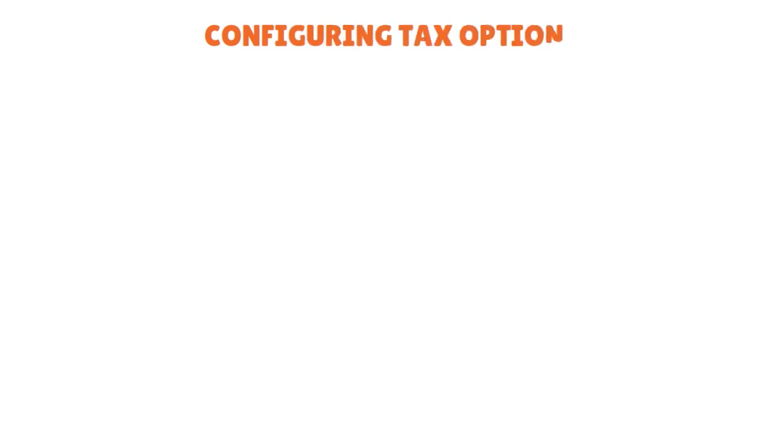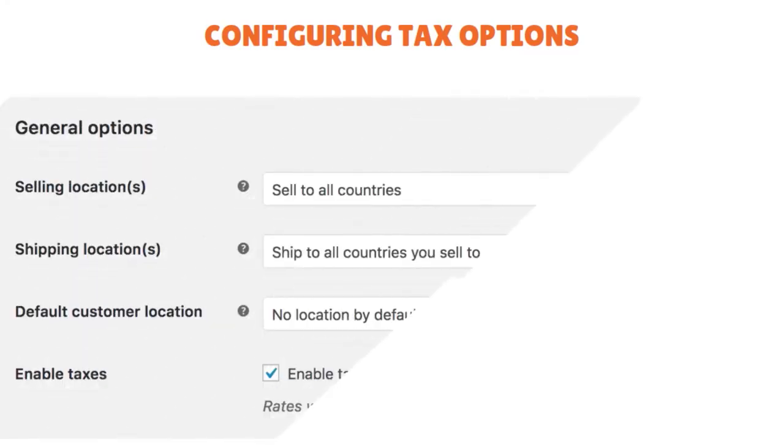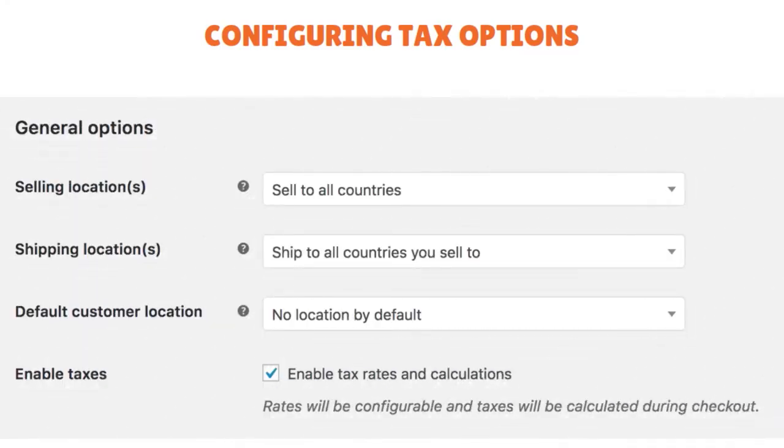Number 2, configuring tax options. To start configuring taxes, you want to go to WooCommerce, settings, tax. This tab is only visible if taxes are enabled. In other words, if the first step is done, then you can see this second option. The tax tab displays several options that can be set to suit your needs. Settings you choose are based on the tax jurisdictions under which your store is located, because everything in WooCommerce is customized based on the geography.